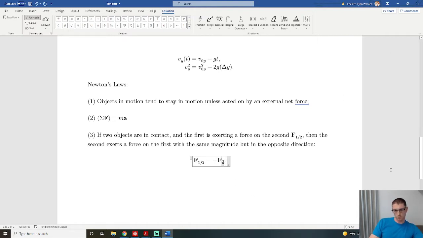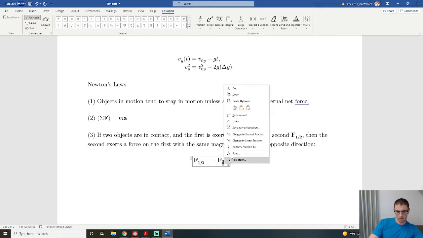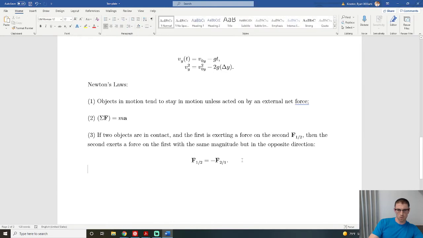No, I don't want this damn fraction to be stacked. Okay, cool.